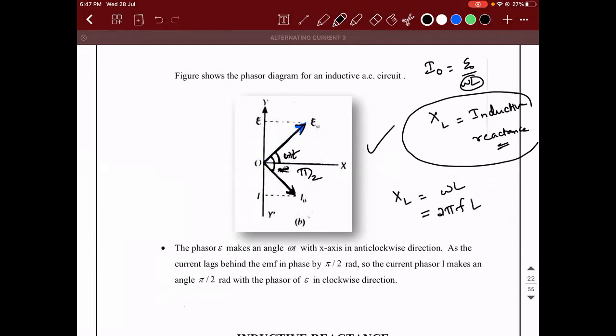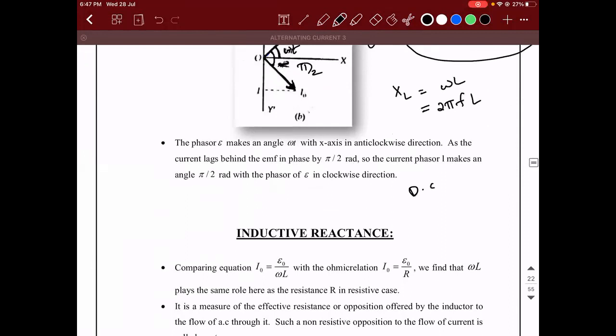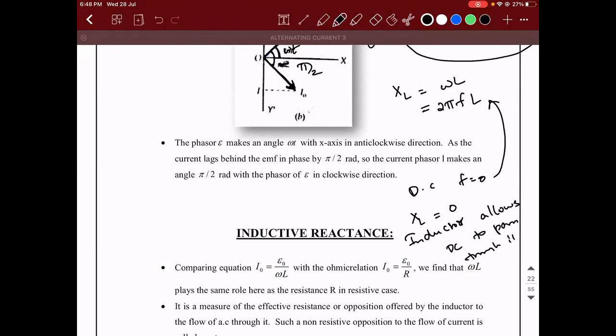An important point to be noted is that for a DC source, F is 0. So when you substitute it here, XL will be equal to 0. Means the inductor allows DC to pass through it, and it will completely cut off AC. Whereas a capacitor will allow only AC to pass through and completely cut off DC.